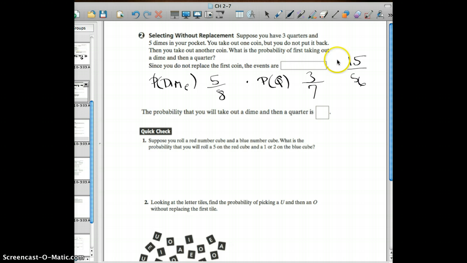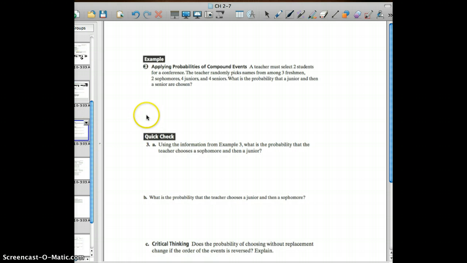So the probability of taking a dime and then a quarter out of your pocket without feeling around is going to be 15/56. Okay, and that can't be reduced at all. I know you kind of want to, but it doesn't. We'll do some of those quick checks tomorrow in class, but let's look at the third and final example here.